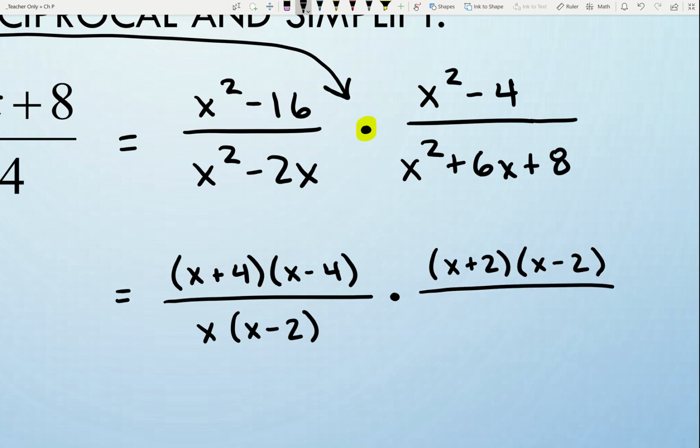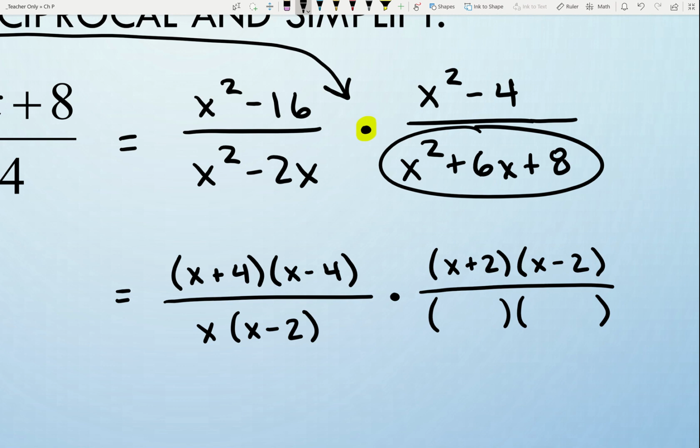And then in the denominator here, this polynomial right here is not one of your perfect square trinomials, but it is a trinomial that we know can factor into the product of two binomials. So we'll say x and x for these first spots here. And then we are looking for two numbers that are going to add to 6 and multiply to 8. Pretty easy to find those. I think we'll just find those in a positive 4 and a positive 2.